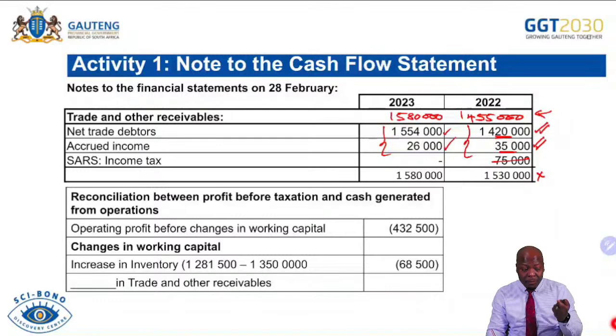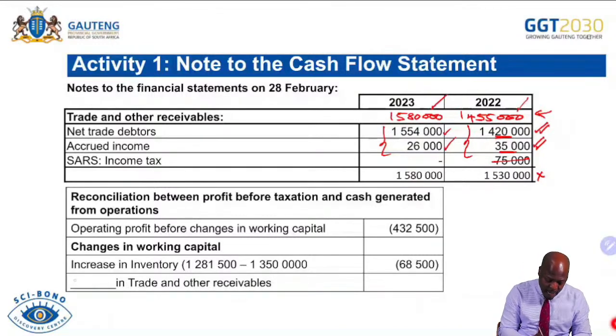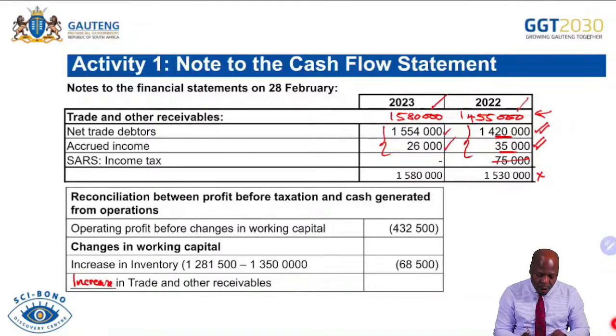All right, so in 2022, we've added certain figures. We got 1,455,000. In 2023, we had 1,580,000. So we want to see now, do we have an increase or a decrease? What do you see? In 2022, we have that. In 2023, we have that. Is it an increase or a decrease? Definitely it is an increase. So you come here and you are saying we have an increase in trade and other receivables.